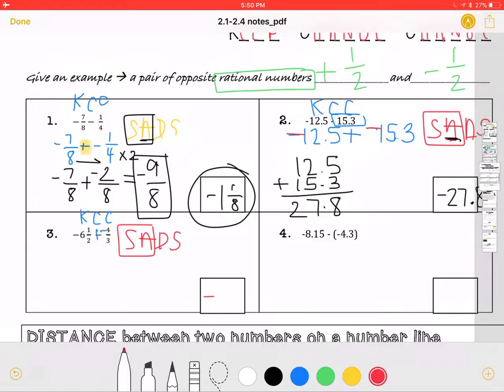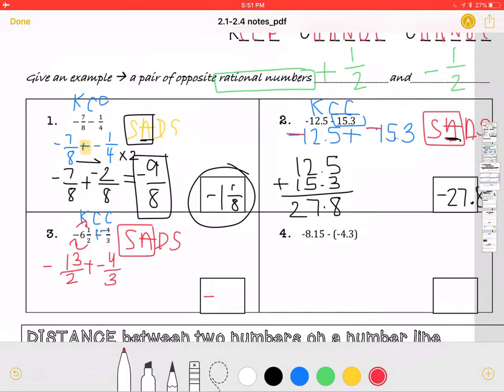I'm going to make that 6 1/2 into an improper fraction. 6 times 2 is 12. 12 plus 1 is 13. So I have 13 over 2. Remember, it's negative. Plus a negative 4 over 3.